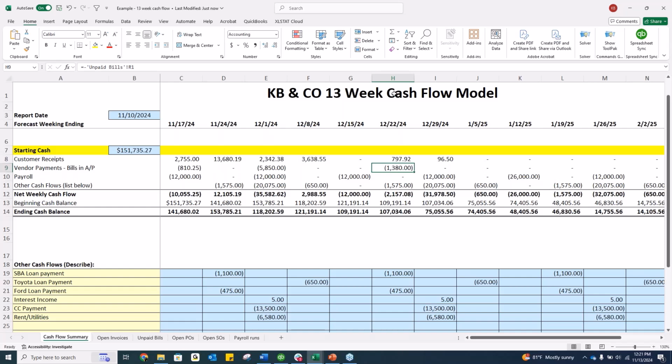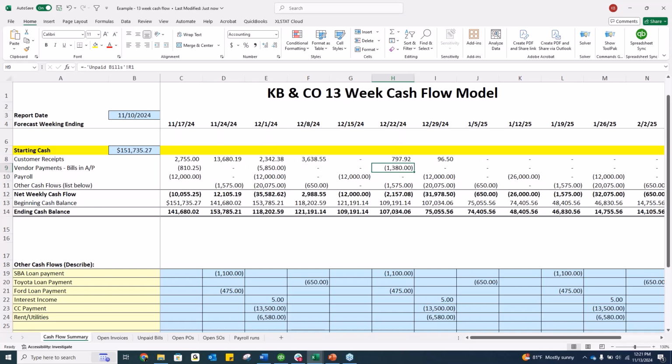Now, if you look at the way that this summarizes, these are the positive numbers. That's my cash inflow, and then I have my cash coming out. Because this is in Excel, you are able to customize this many different ways.